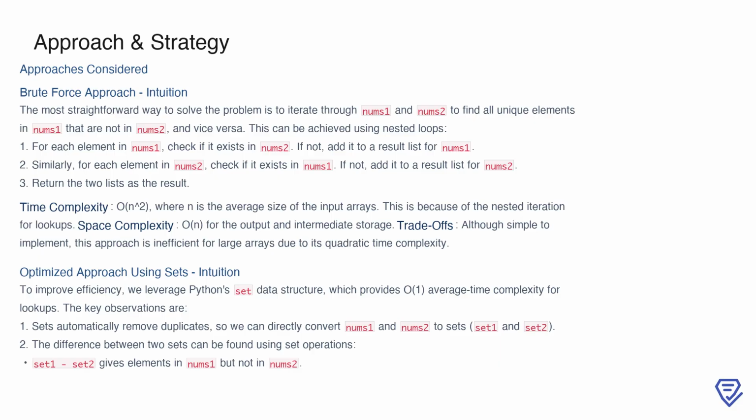While this method is easy to understand and implement, it's not efficient for large input sizes. The nested iteration leads to a time complexity of O(n squared), making it impractical for arrays with a significant number of elements. Additionally, it has a space complexity of O(n), as we need storage for intermediate results. This approach is a good starting point for understanding the problem but is not scalable in real-world scenarios. Instead, we need a more optimized solution.